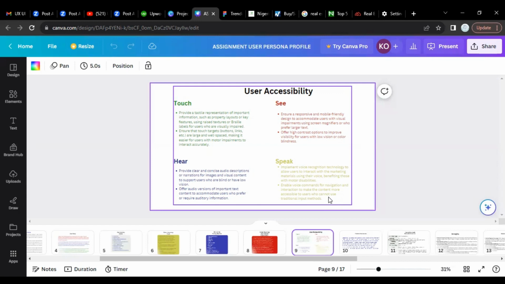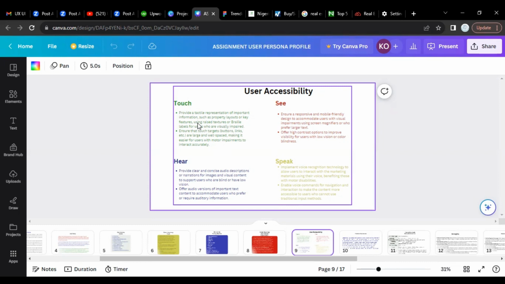For example, if someone can't speak, then for him or her Siri is not usable, right? But still Siri is there. So how can we make Siri more accessible for those kinds of persons also? Likewise, that is what we have to think about.